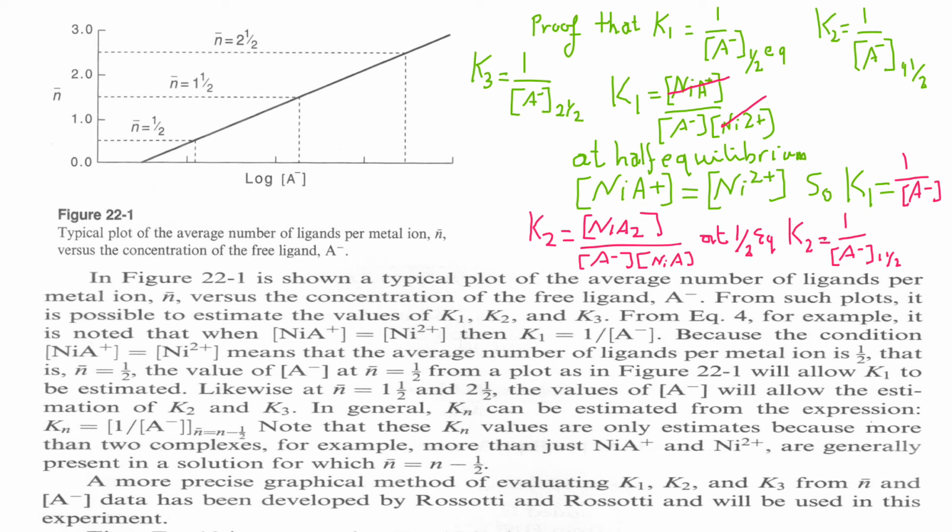We're going to prove that K1 equals 1 over A minus at half the titration point between 0 and first complex. So if we go back to the equilibrium on the right here, K1 equals 1 over A minus at half titration point. K2 equals 1 over A minus at 1.5. K3 equals 1 over A minus at 2.5.